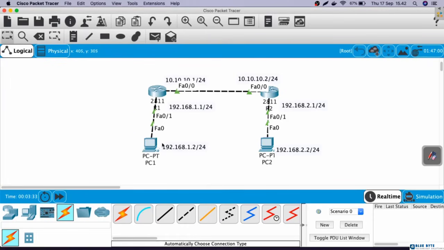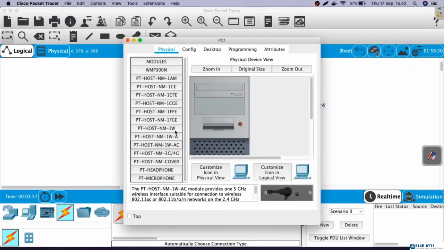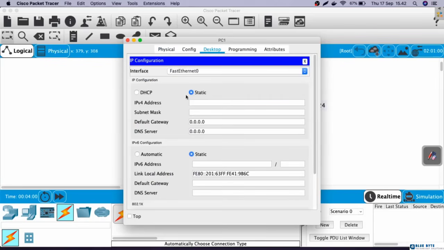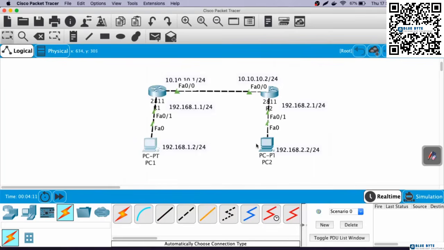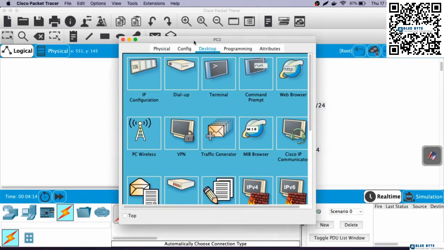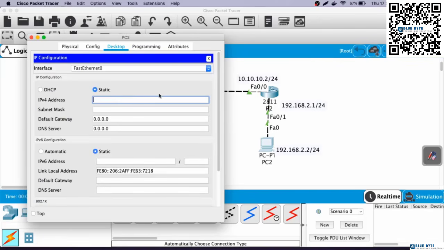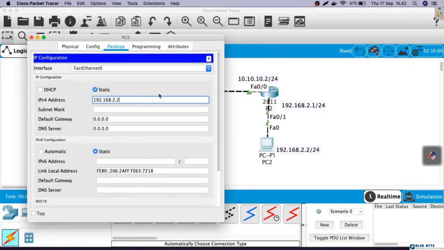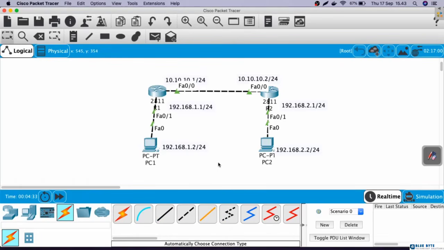Next, let's configure the IP address on PC 1 and PC 2. Let's start with PC 1. The IP address is 192.168.1.2 and the gateway is 192.168.1.1. Next, for PC 2, the IP address is 192.168.2.2 and the gateway is 192.168.2.1. Okay, now we have done configuring the IP address on all routers and PCs.